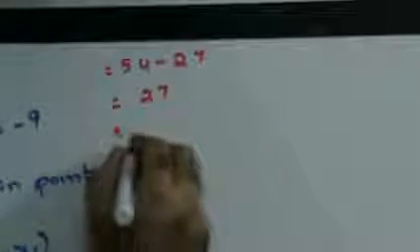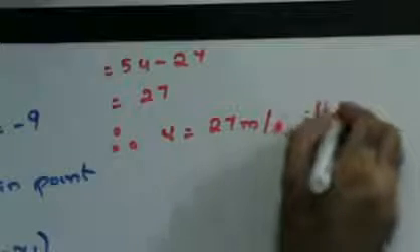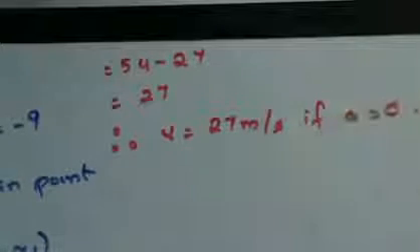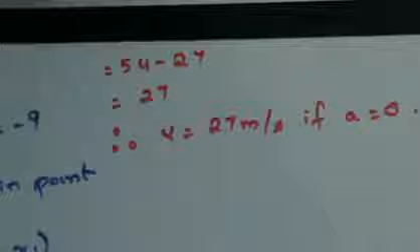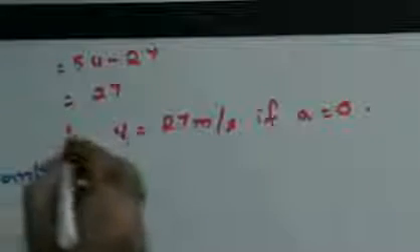That's 54 minus 27. 54 minus 27, that is going to be 27. Therefore, velocity is 27 meters per second if acceleration is 0. Right? And displacement is 108 meters when velocity is 0. Right? Next, take on another sum, guys.